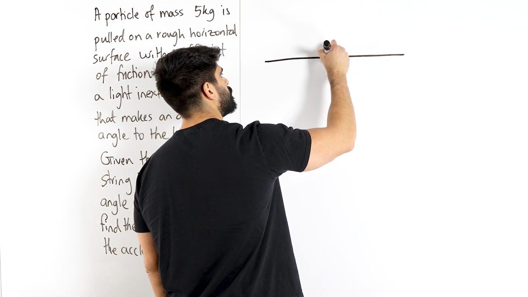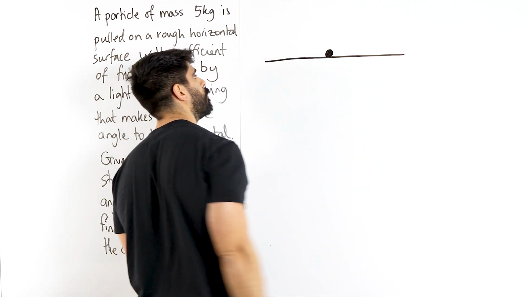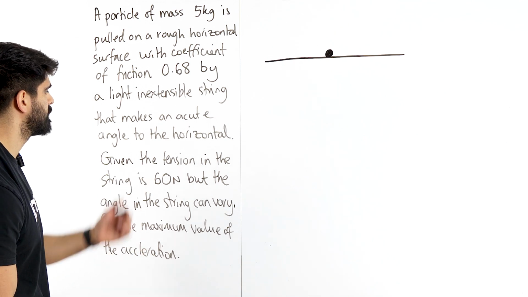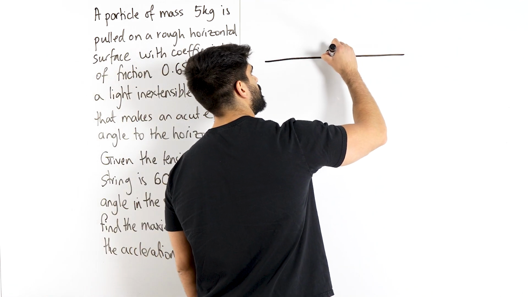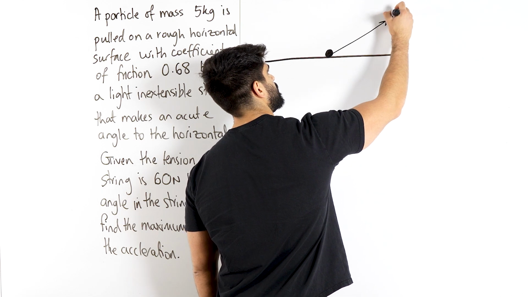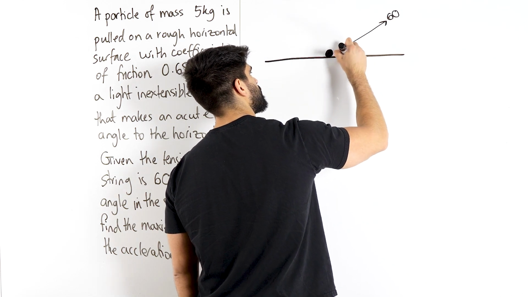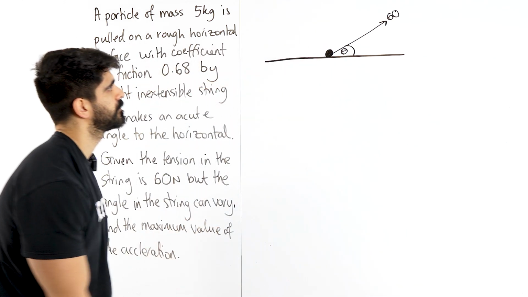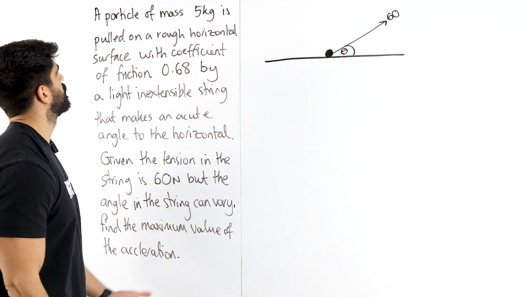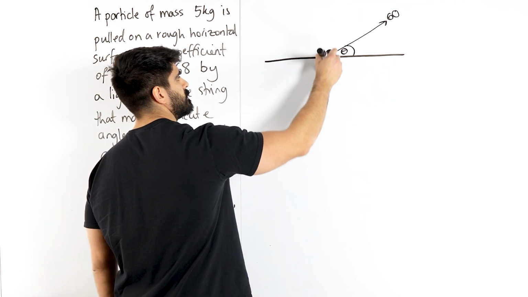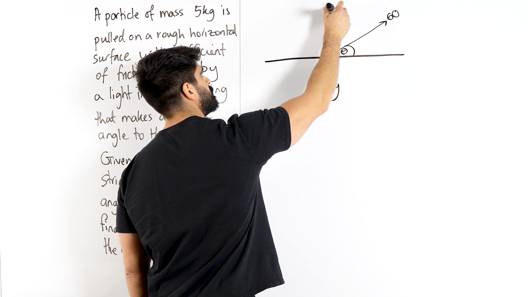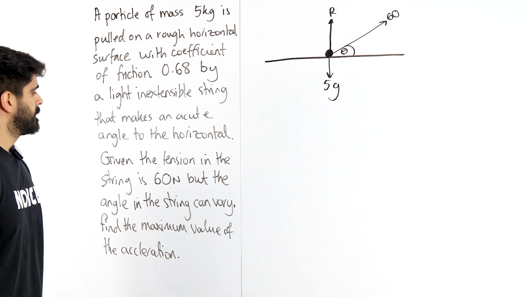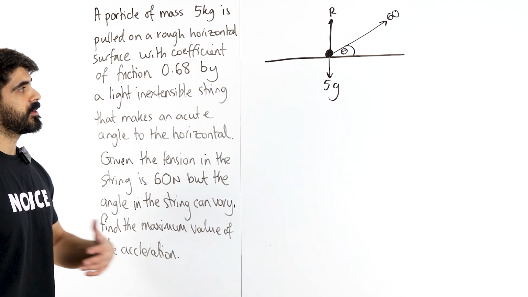We have some particle, and it's being pulled by some string, 60 newtons, but we don't know the angle of attack here. So we're going to write 60 newtons, and we're going to call this theta. Okay. What else have we got? We've got the 5g, the mass of the particle, and we've got its reaction force. It's mentioning acceleration, so the particle is moving.